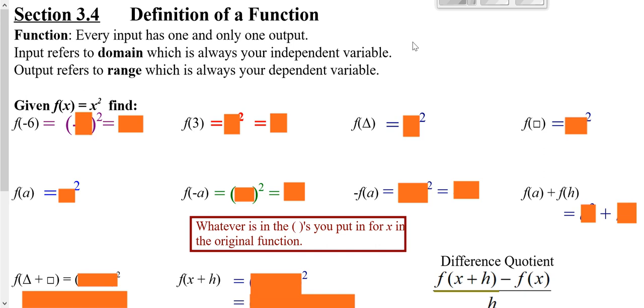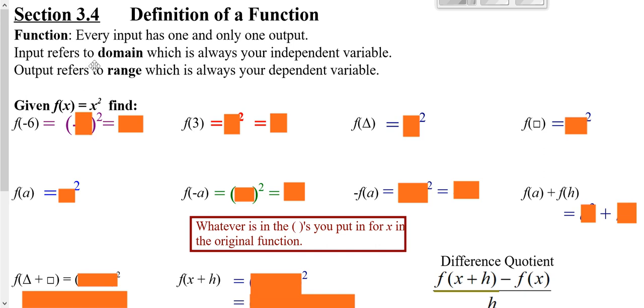If you're dealing with x and y, what you put in for x is your independent variable, which is your domain. If you're dealing with y, what you get out is your range, or your dependent variable.